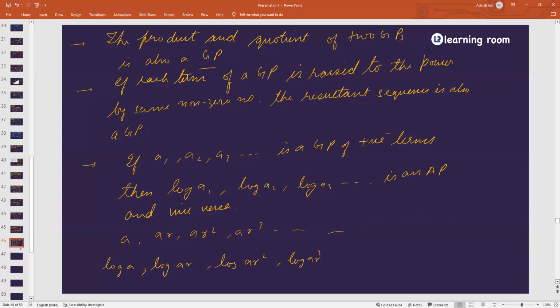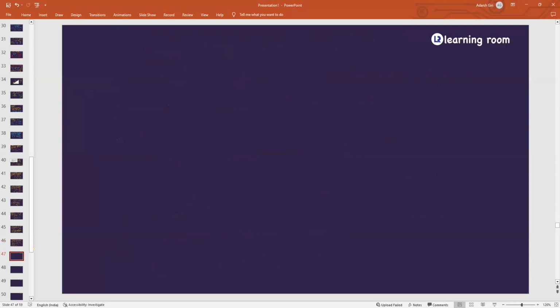Earlier it used to be in the class 10 chapter, but then it got removed. Log of A into B is nothing but log of A plus log of B. And another thing, log of A to the power B is B log A, where B comes outside the log. These two are the properties that you require right now to understand this statement.